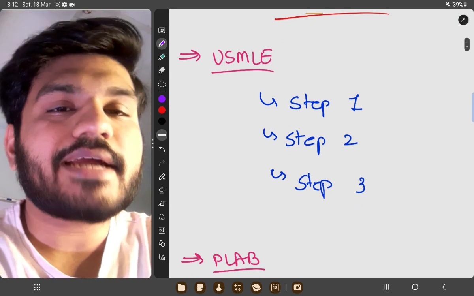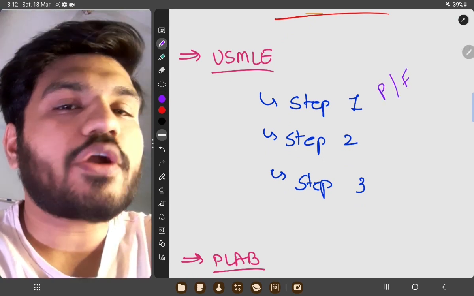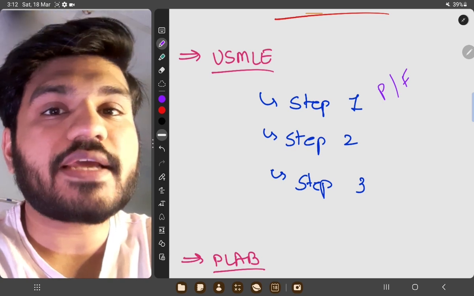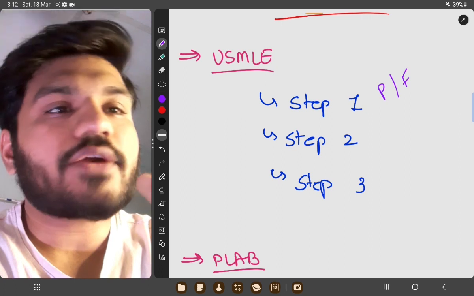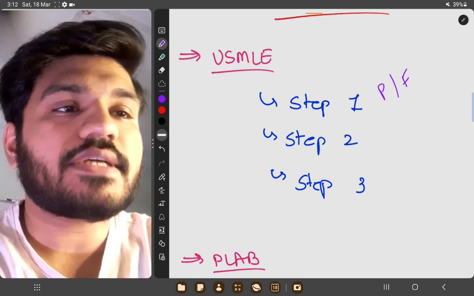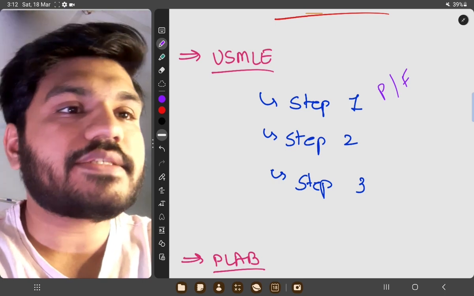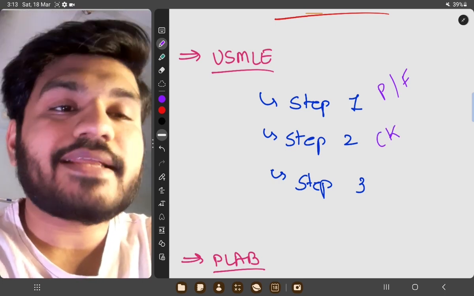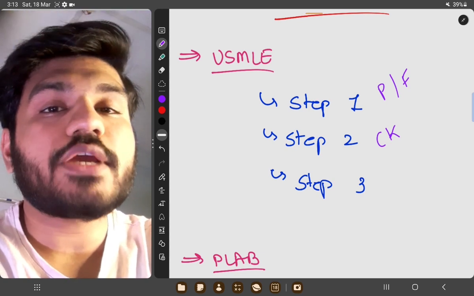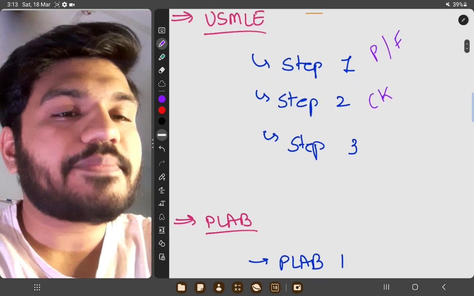So in USMLE there are three steps. The first step is right now pass and fail. You will not get a score, you just will get pass or fail. For Step 2, there used to be two parts, which were clinical knowledge and clinical skill. Right now it is only one part, clinical knowledge. You have to give only clinical knowledge, okay? And then there is Step 3, and that you have to give in the US obviously. So there were the USMLE steps.